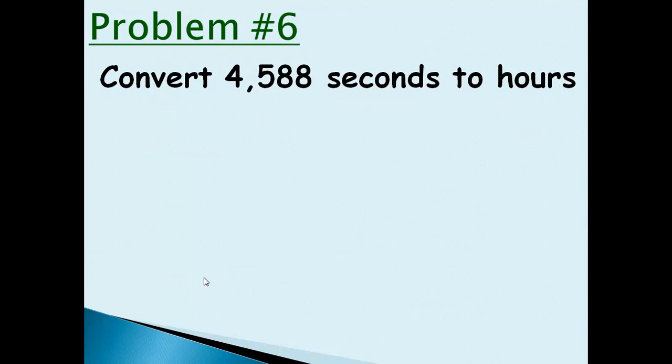So let's do one more. This is the last one, and this one's a little bit tricky. We need to go from seconds to hours. To do this, we need 2 conversion factors. I'm going to write them down here. What do we know about seconds and minutes and seconds and hours? We know that 1 minute is equal to 60 seconds, and we know that 1 hour is equal to 60 minutes. So we have 2 conversion factors here.